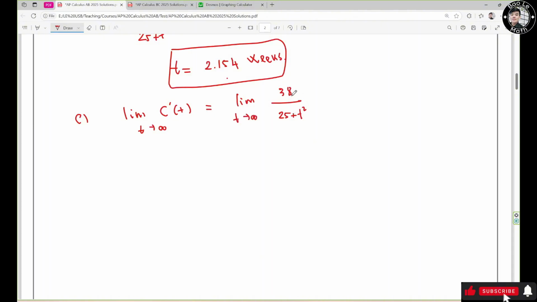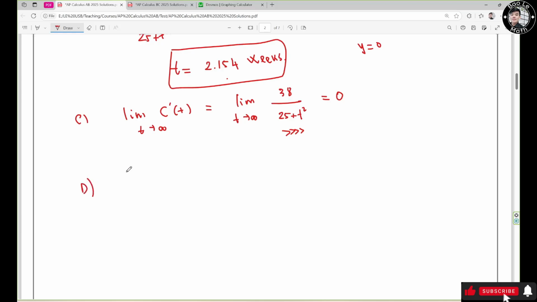Now, this is a rational function where the degree of the numerator is less than the degree of the denominator. So this has the horizontal asymptote y equals 0. So when t approaches infinity, it approaches the horizontal asymptote, which means 0.